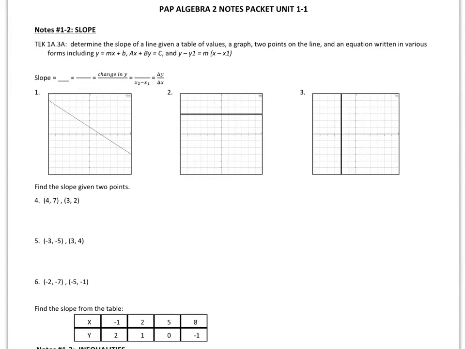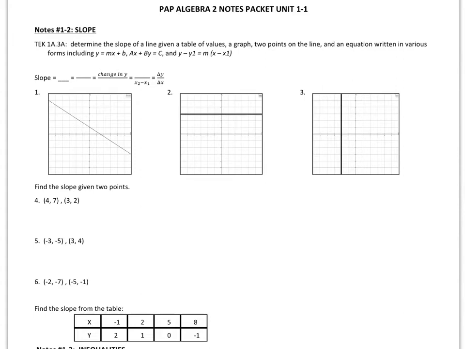Today we're going to talk about slope. So let's read the TEK. It says, determine the slope of a line, given a table of values, a graph, 2 points on the line, and an equation written in various forms, including y equals mx plus b, ax plus by equals c, and y minus y1 equals m times x minus x1.